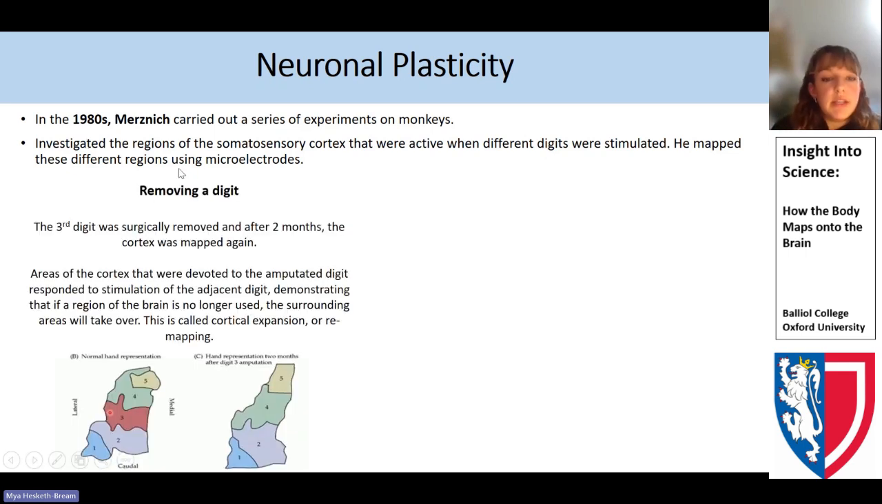So one of his experiments that he did was he removed one of the digits. So he took off one of the fingers of one of the monkeys. He took off the third digit, it was surgically removed. And after 2 months, he redid this in the cortex.